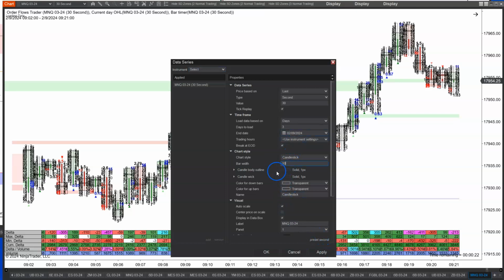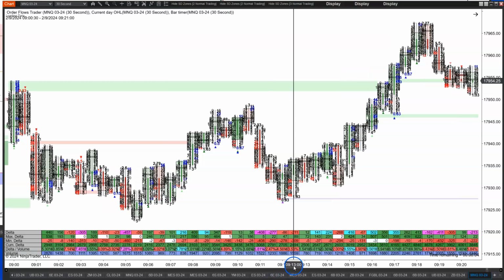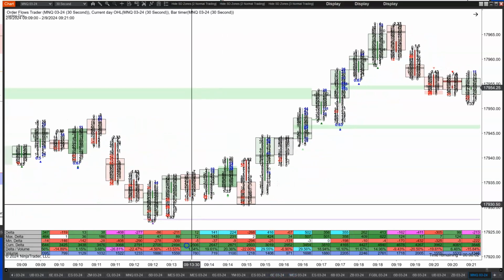What I'm doing here is, sometimes NinjaTrader will automatically reset the default of the chart style to bar width 100, if you're using candlesticks, which is the max. So you can't expand it anymore. So I've got to change it down to 10. That just happens once in a while. I don't know why. NinjaTrader does have its quirks.